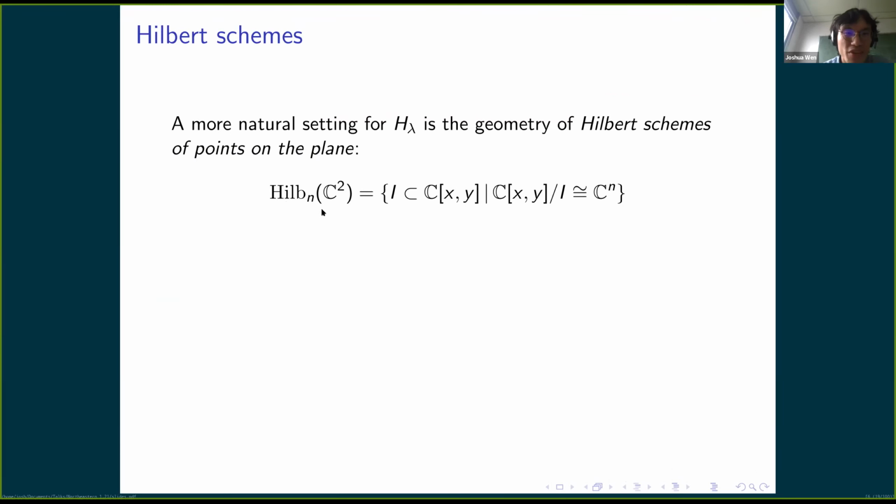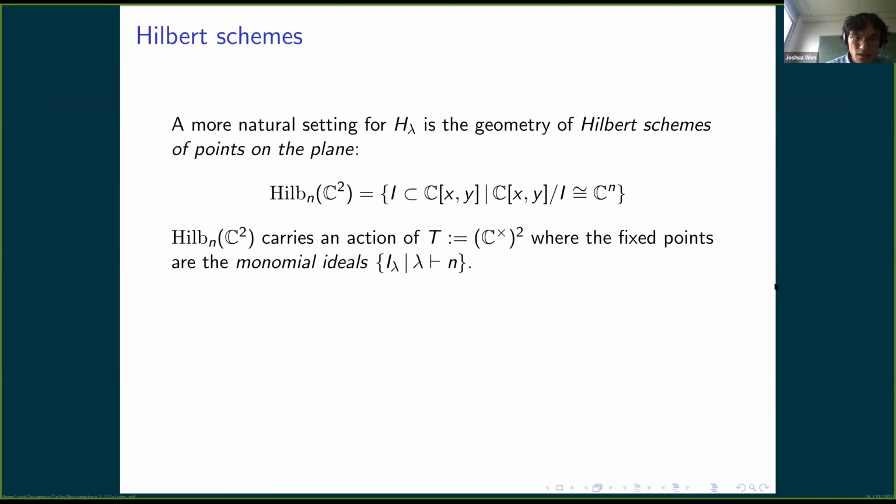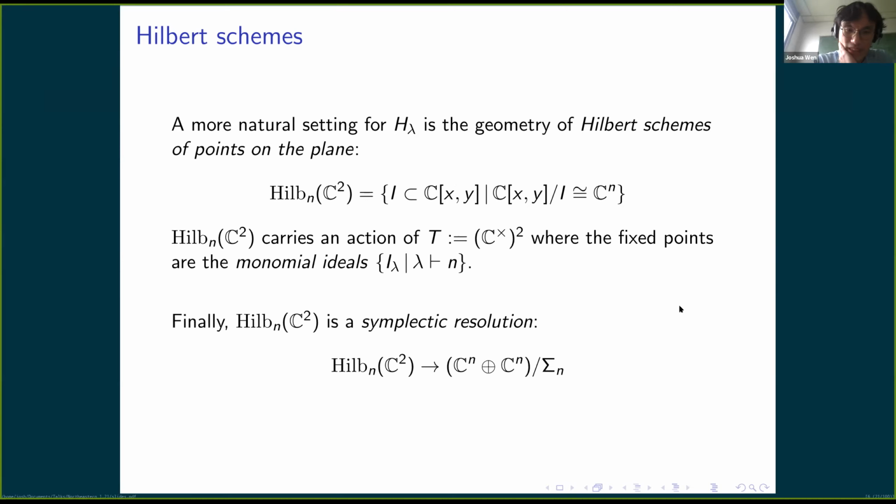Let's look at this Hilbert scheme of n points on the plane. This parameterizes ideals in polynomials in two variables whose quotient is n-dimensional. There's a natural torus action on the plane, which then acts on ideals. The fixed points correspond to monomial ideals, which you can also index by partitions of n. It's geometry and representation theory. Also point out that the Hilbert scheme is distinguished in being a symplectic resolution of this symplectic singularity here.